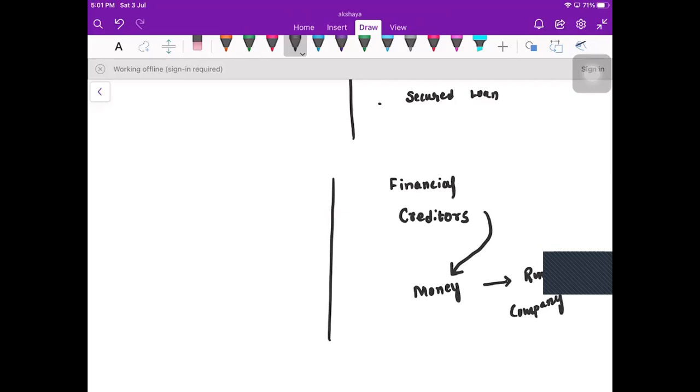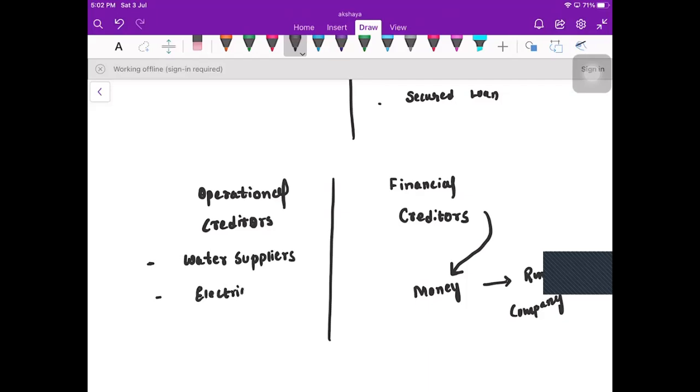The second type is operational creditors. Operational creditors are, for example, water suppliers, electricity suppliers, or raw material suppliers, etc. All these are operational creditors. That means indirectly they are giving me money to run my company or my business. Okay. Now, the financial creditors.